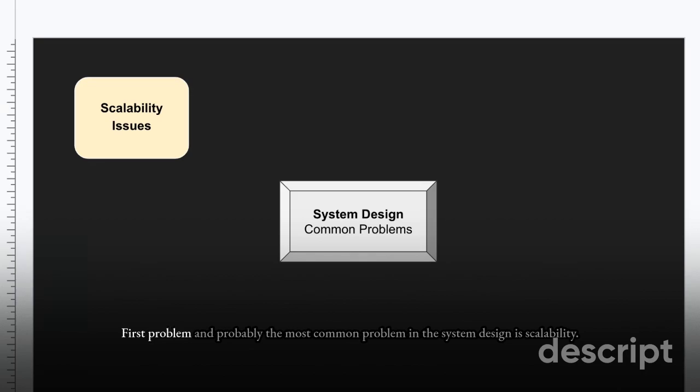First problem, and probably the most common problem in system design, is scalability. Many systems work fine when traffic is low, but start failing when users increase. So how to fix this issue?